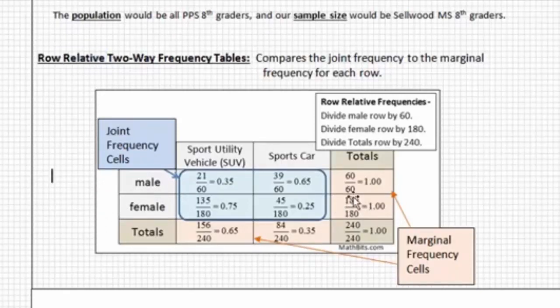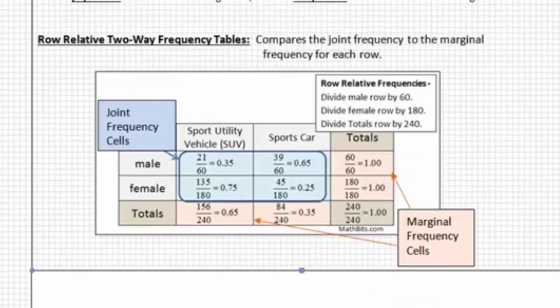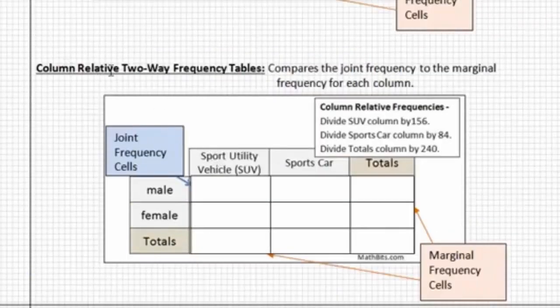So now we could take the same data, again we're looking at that raw data, 21, 39, 135, 45, right? Those numerator values. But instead of looking at row relative frequency, we could look at columns and look at it this way. That would give us even a different picture of the data we collected. So in column relative two-way frequency tables, we're comparing the joint frequency to the marginal frequency for each column. So instead of looking at the data across by gender subcategories, we're going to look at it down vertically by the subcategories of types of cars.